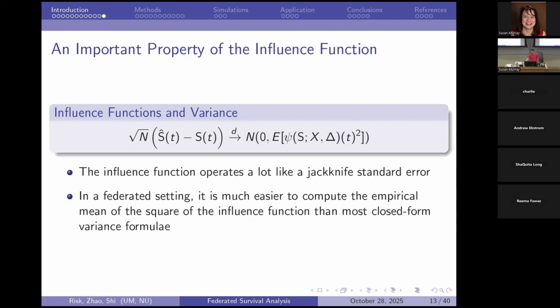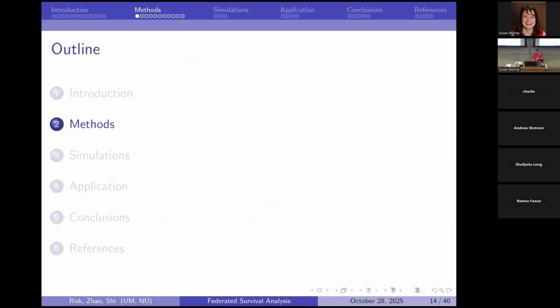And so it's going to be a lot easier to actually share something like an empirical mean of the square value of the influence function, that's later going to allow you to do inference at the final site. But I'll go into much more detail on that later in these slides.